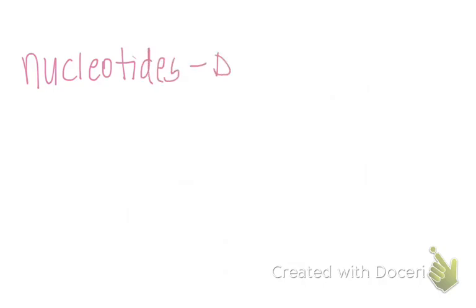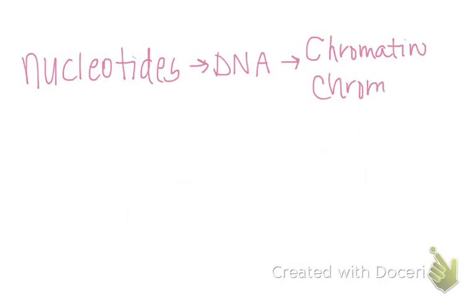Okay, so just remember, and I want you to draw this out somewhere. DNA is made out of nucleotides, right? So we know that. Nucleotides make up DNA. Well, a bunch of DNA is going to make up chromatin or chromosomes. Chromatin is loosely coiled. And chromosomes are tightly coiled, right? Now remember that?